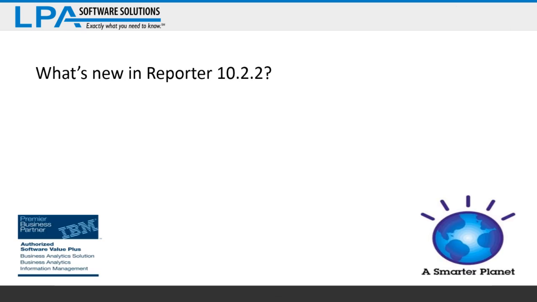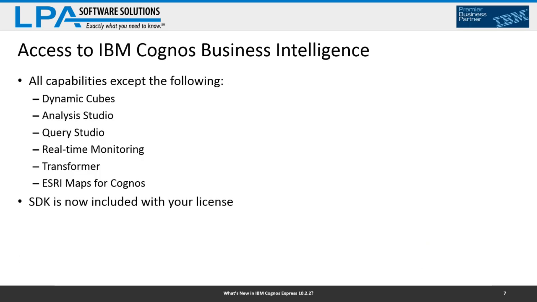Now let's jump into the new features and functions that you get with version 10.2.2 of Reporter by virtue of installing version 10.2.2 of Enterprise BI. First of all, let's make very clear what pieces of Enterprise BI you are entitled to by licensing it through the Cognos Express license. You get Report Studio, Cognos Workspace Advanced, Cognos Workspace, all of the functions that you're used to in terms of authoring reports and creating dashboards.